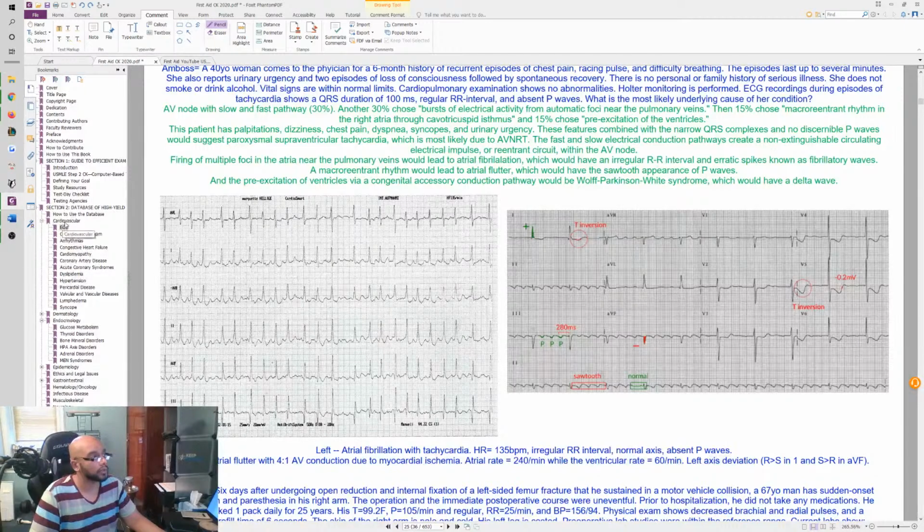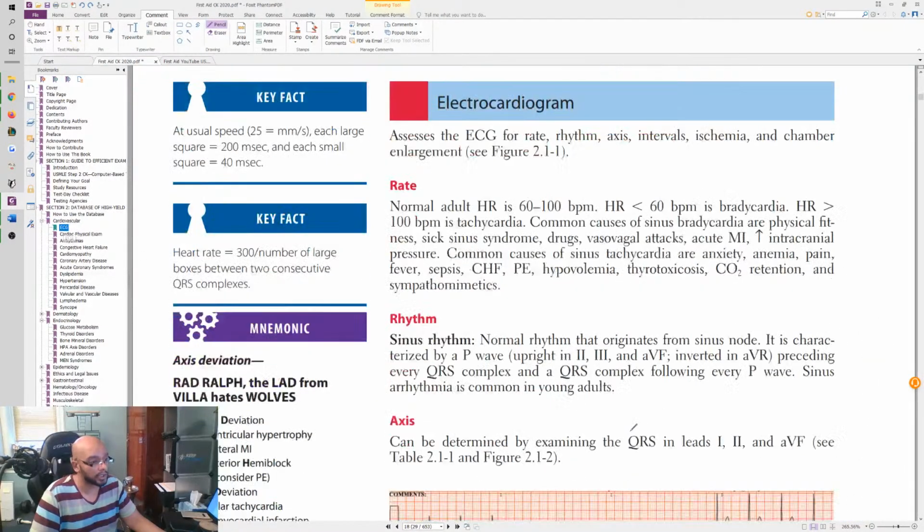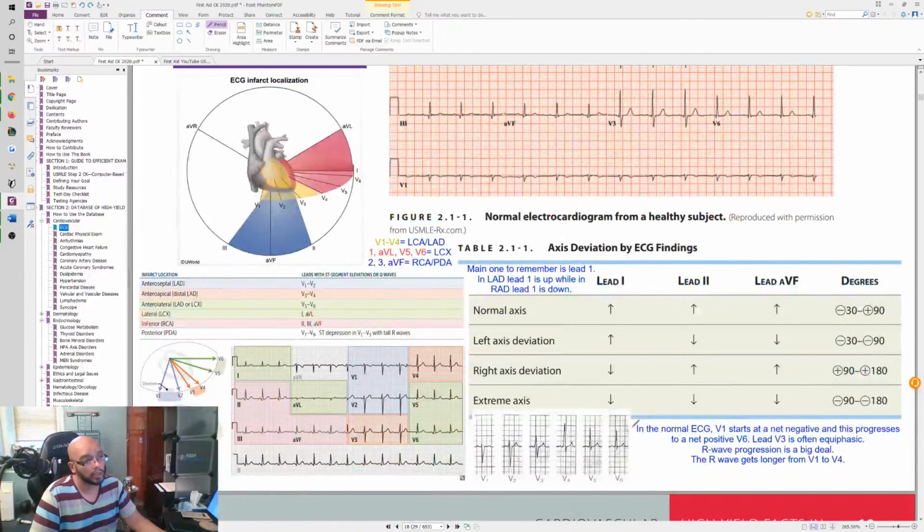Very important to make sure you remember that stuff because the deviation things are going to help you figure out a diagnosis better. Right? If you see left axis deviation and you're trying to figure out if there's a bundle branch block, then it's probably a right bundle branch block because that's why the left heart is working better. Right? So 1, 2, and AVF to figure out axis deviation.